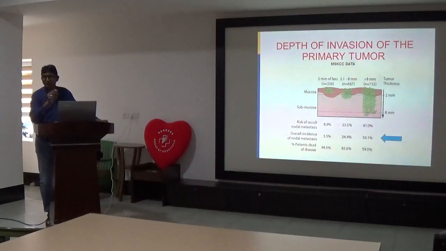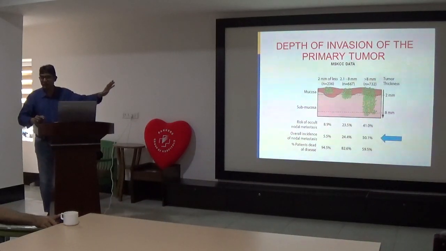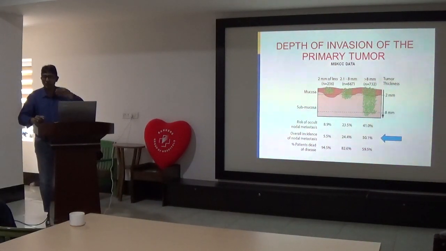Understood? Biopsy is compulsory. Biopsy is a histopathological diagnosis. It is compulsory. So biopsy is something which will tell you if this is squamous cancer or some traumatic ulcer. Okay. Now, if the tumor is a squamous cancer, you have to deal with the primary. But at the same time, whether to address the neck, whether to do a neck dissection also is very important. So for that, the depth is very important.